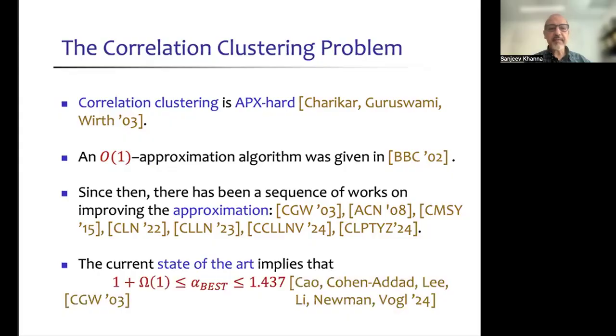At this point, the state of the art for correlation clustering is a polynomial time approximation algorithm that computes a 1.437 approximation ratio. And based on the recent history, it wouldn't be surprising that this number would come down further in another year or two.